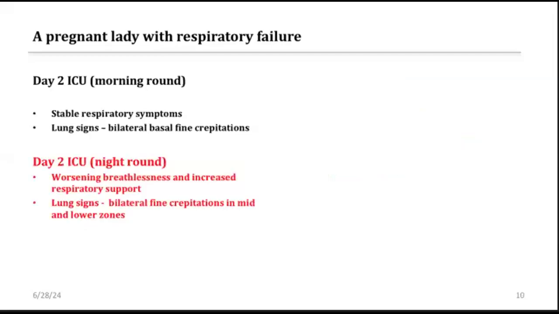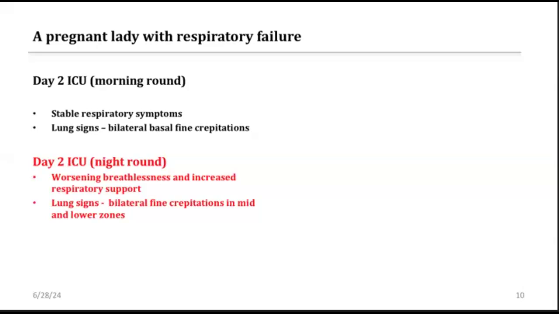So day 2 in the ICU, morning ward round. She had stable respiratory symptoms compared to the previous day. The lung signs were also stable. The patient was clinically the same as the previous day. So the time was not adequate to respond to either antibiotic or antiviral agent. Therefore, we continued the same treatment.